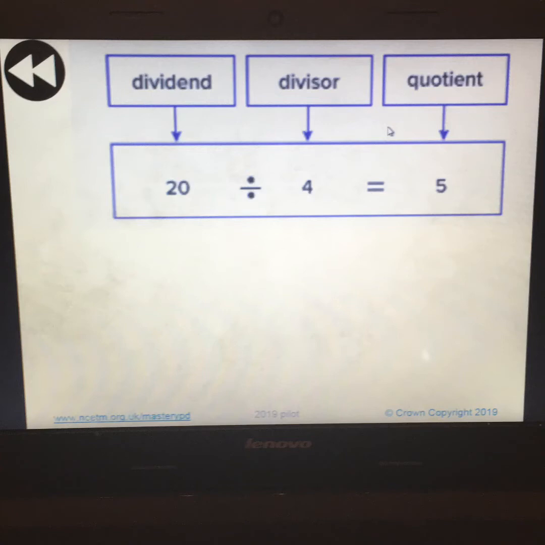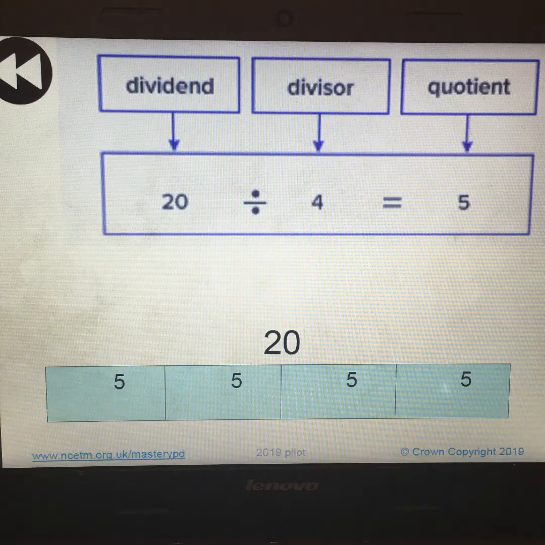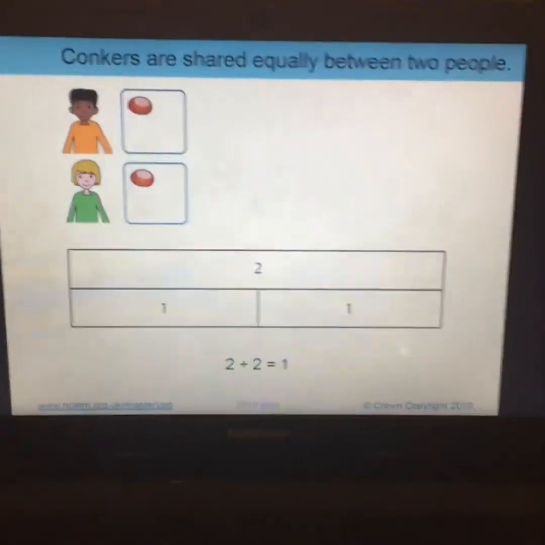Okay, have a go at saying that word, quotient. So you've got the dividend, the divisor, and the quotient. And here's a little bar model to show this, okay? It's completely what you're used to. So the dividend 20 is the total. As you can see, it's the number at the top of the bar model. It's split into 4 parts, which is the divisor. And the quotient, 5, is what each one of those parts is worth. So that's the number in the bar model, okay?